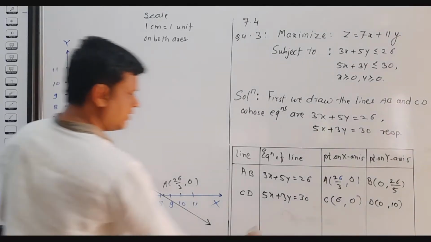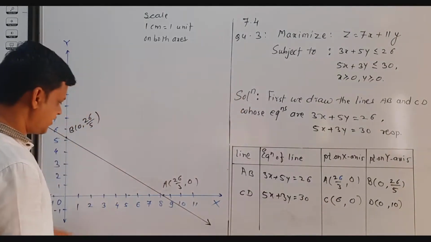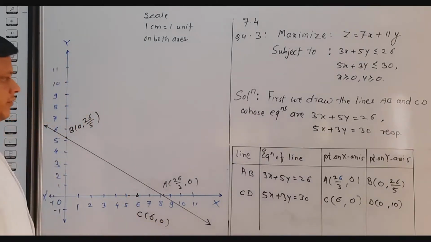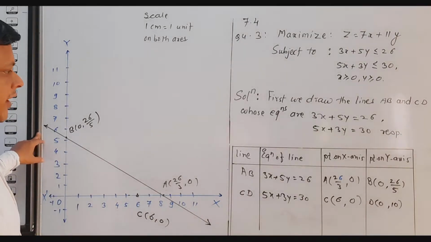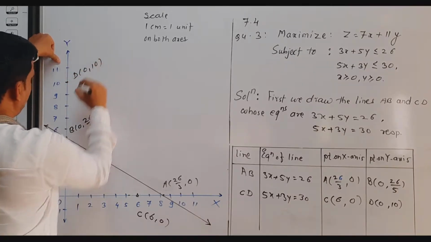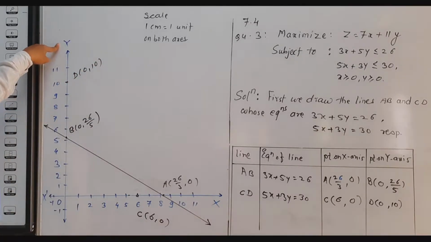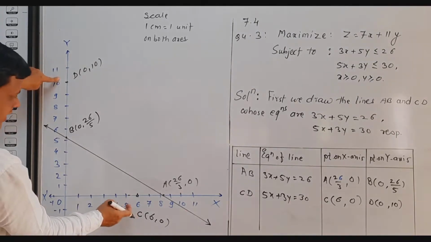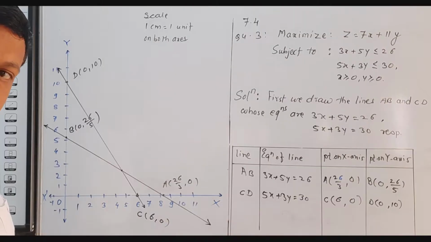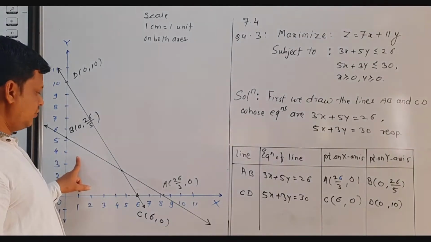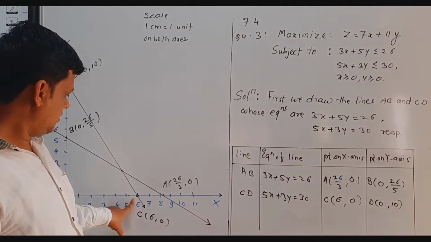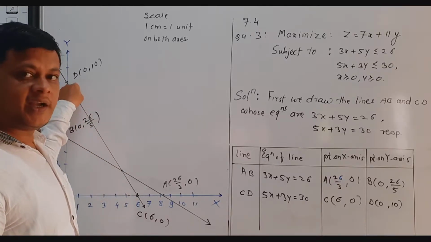Then the next point C has coordinates 6, 0. So we take point C here, which is on the x-axis. Then we require point D. D has coordinates 0, 10. So point D lies on the y-axis. We have to draw the line passing through these points C and D. Now we have to find the feasible solution. So we draw this line passing through the points C and D.